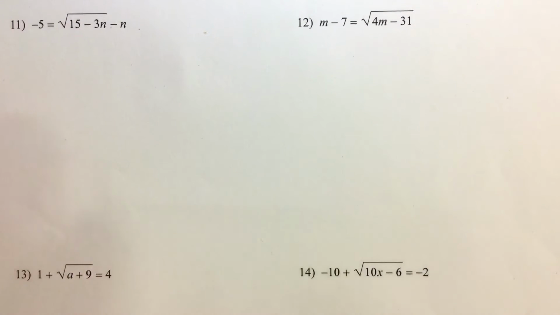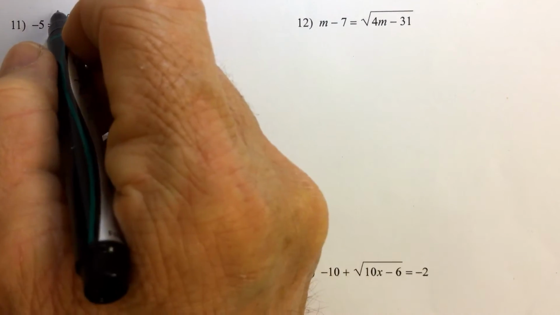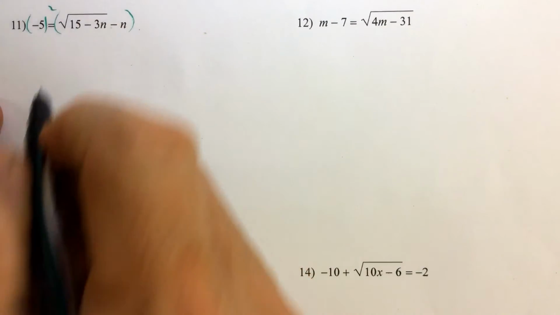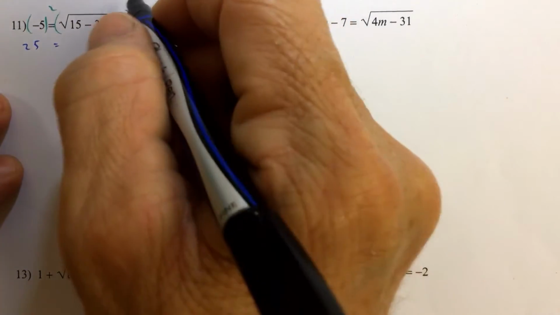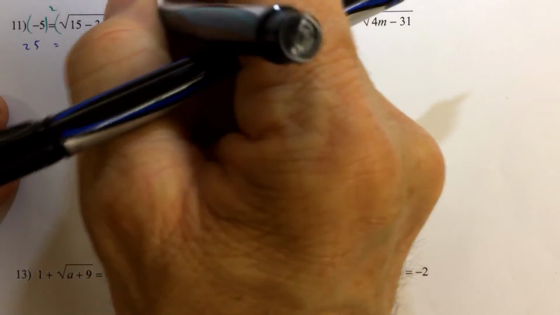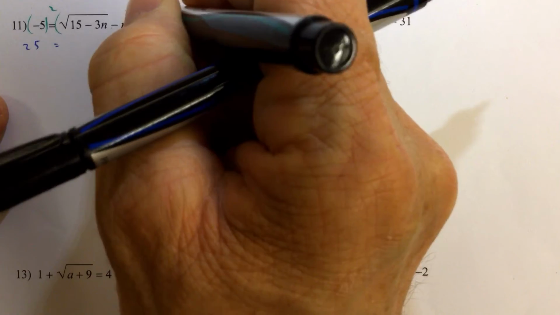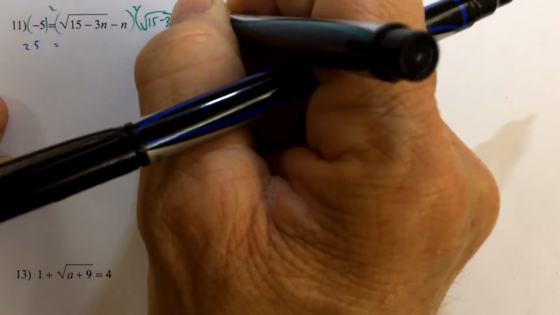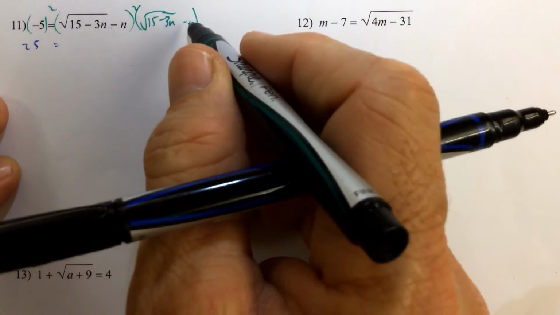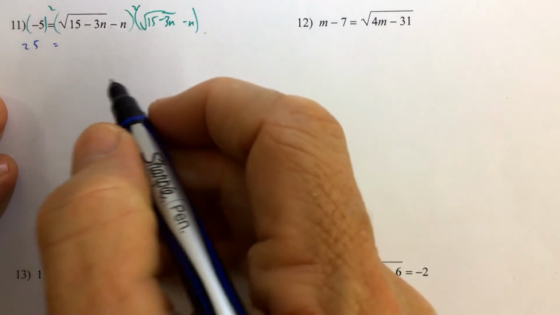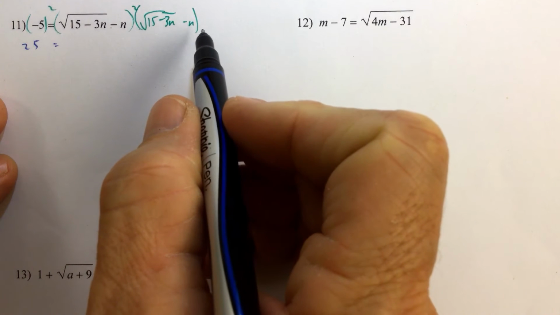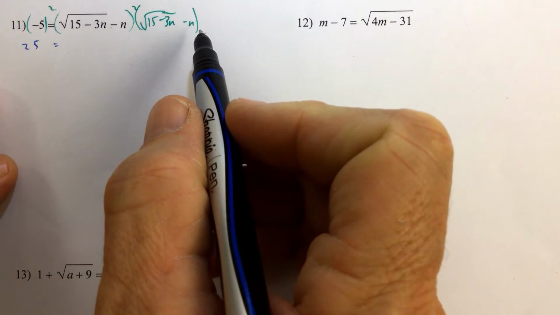Well, let's look at number 11, and let's say we're not really paying attention, and we just randomly square both sides. On the left side, we would get 25, and on the right side, we would get, oops, I forgot to write the squaring right there. And when I have something a little bit more complicated, I just rewrite it. 15 minus 3n under the radical, minus n. If we were to do that, we have a binomial over here, and this is where it gets really messy, but I'm actually showing you something you should not do.